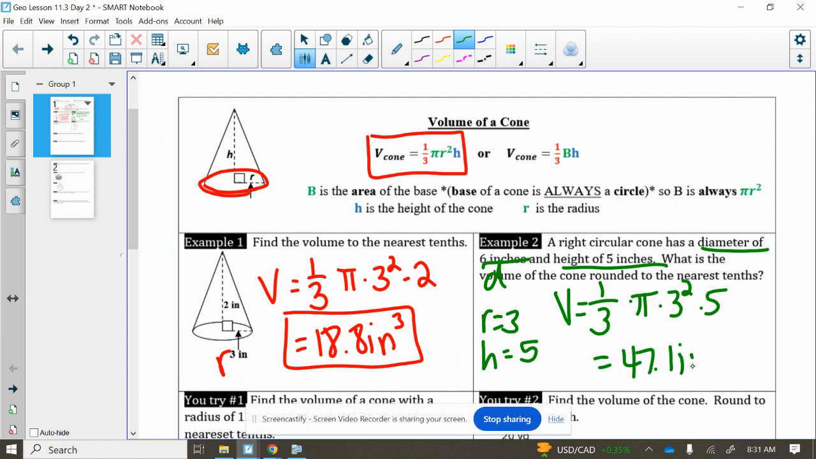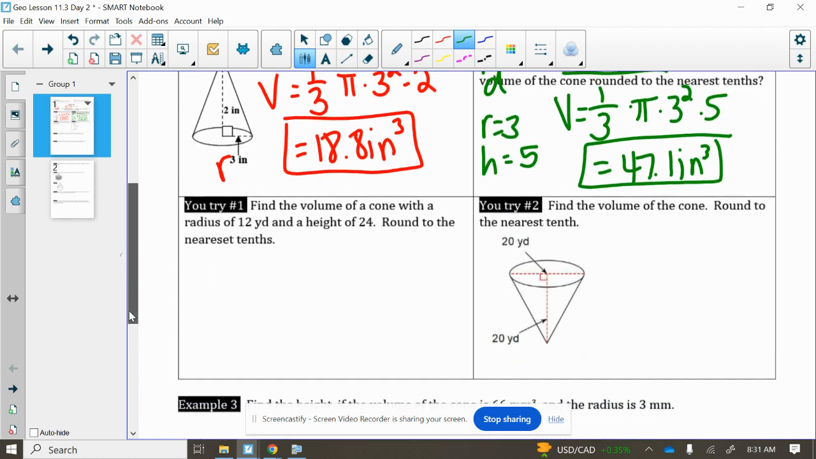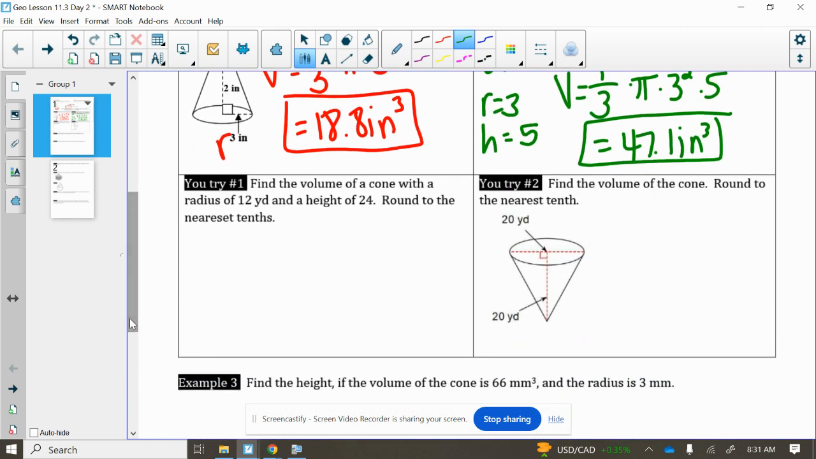Now, a reminder, this is for rounding your answers. Had we asked for answers in exact, you just would not type the pi in the calculator, put it with your final answer. There are 2 examples for you to try. The first giving you the radius and the height, and then you try number 2 giving you this picture. Find the volume of each and round to the nearest tenths.